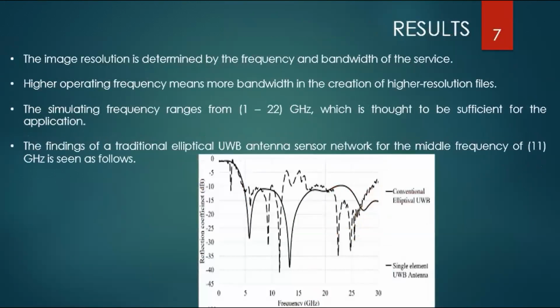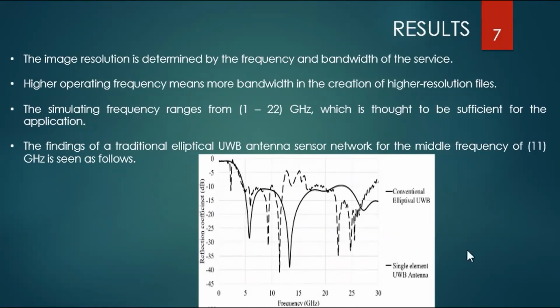So, as a result, the image resolution is determined by the frequency and bandwidth of the service. Higher operating frequency and bandwidth, as we presented before, means we have more bandwidth for the creation of high resolution files. So we can create high resolution files, and the simulation frequency range started from 1 to 22 gigahertz, which is the sufficient range that we wanted for the application.